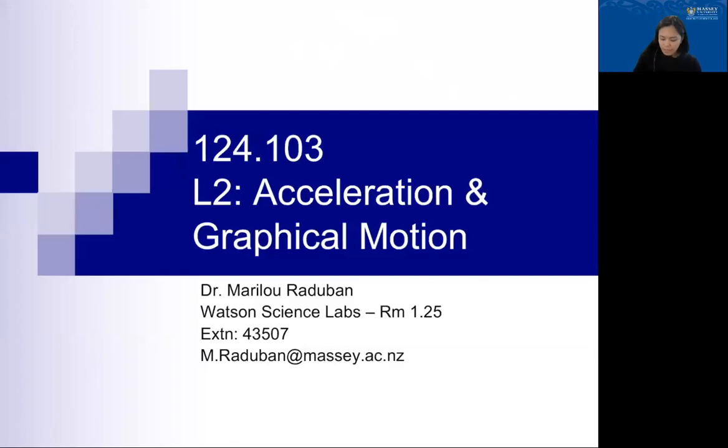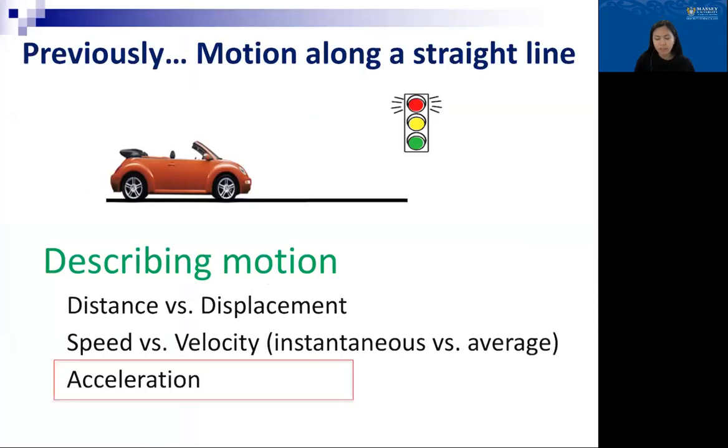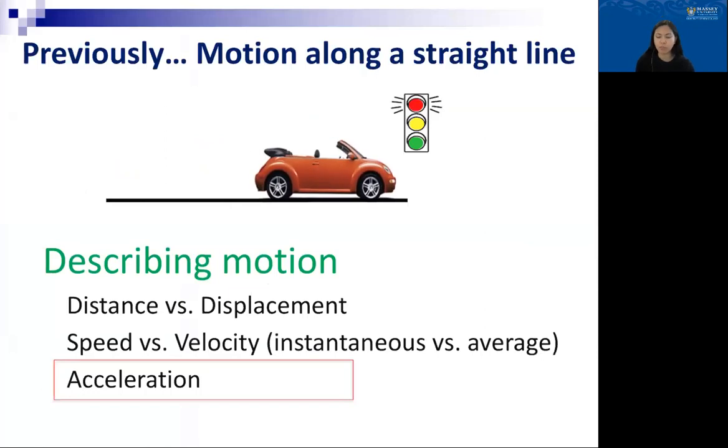Okay, so we'll continue our discussion on describing how an object moves. So last time in the last lecture, we looked at when an object moves, say this car goes from the start point to the finish point, we can describe its motion. And last time we talked about distance and displacement and speed and velocity.